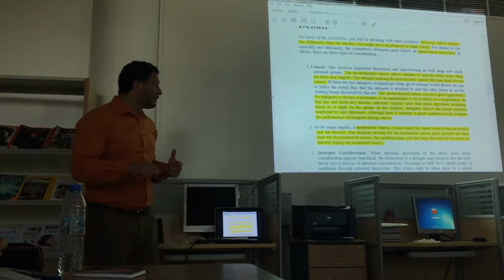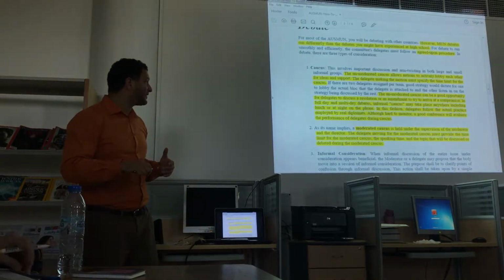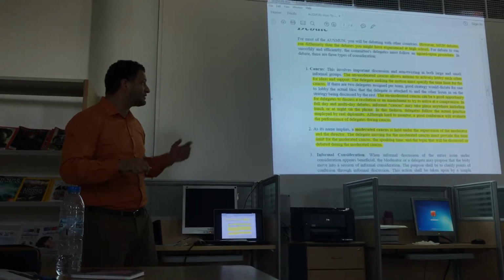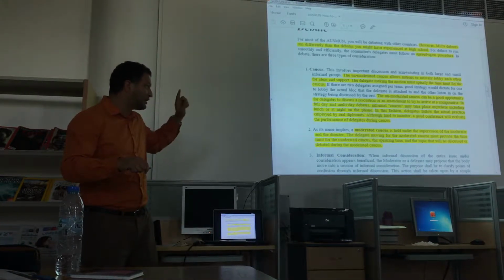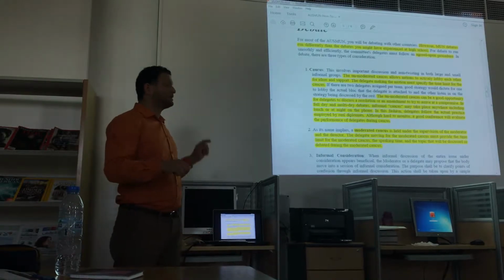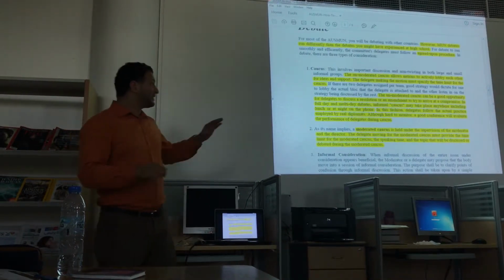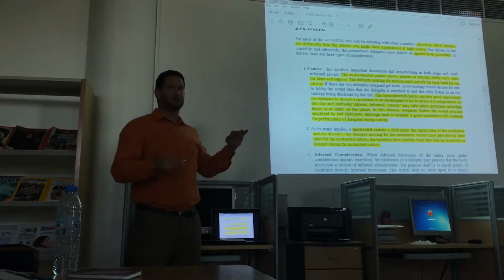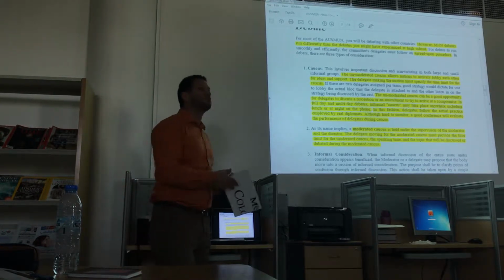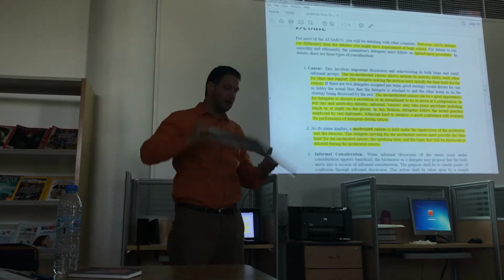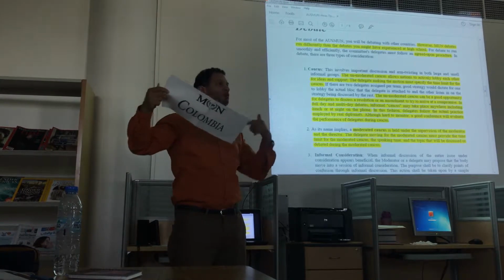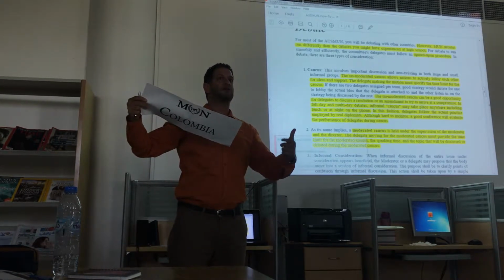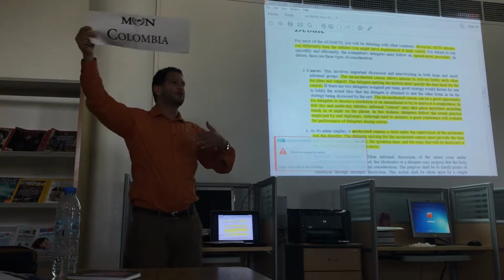The delegate moving for moderated caucus must provide the time limit for the moderated caucus, the speaking time for each speaker, and the topic that will be discussed. Let me tell you something. In the beginning, it's the same as the unmoderated, in the sense that you still have to follow the same procedure. You still have to raise the black card. When you are approached, you will refrain from using the personal pronoun. You will talk on behalf of your country.